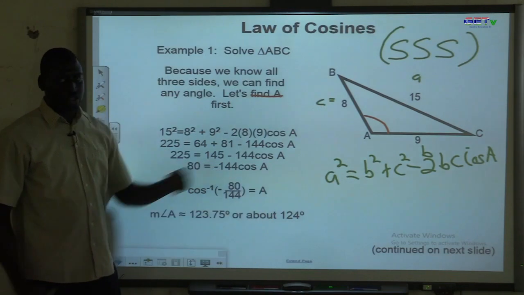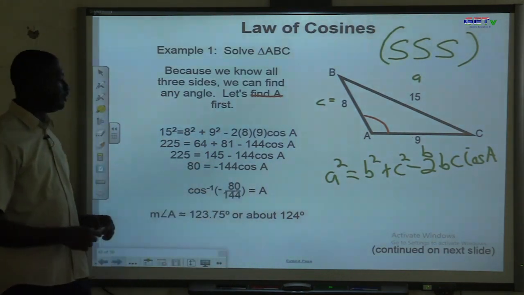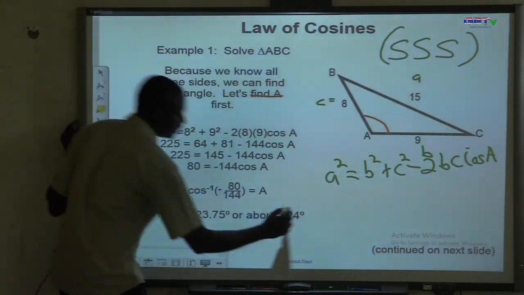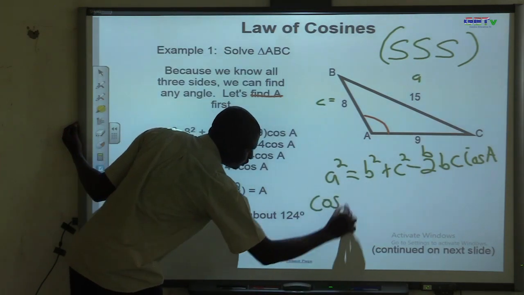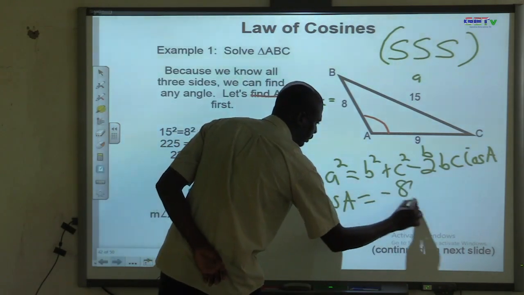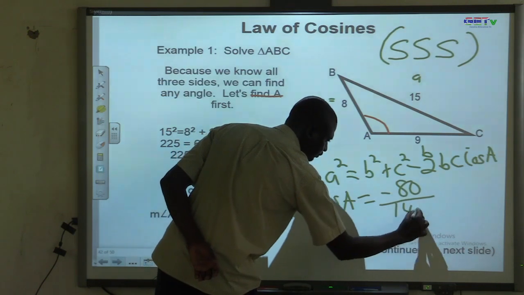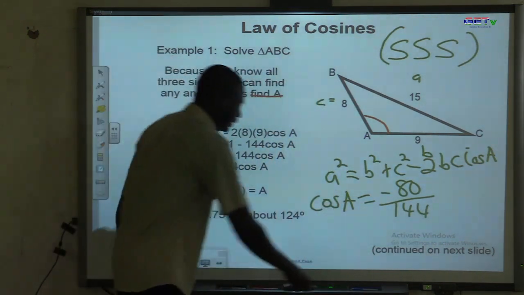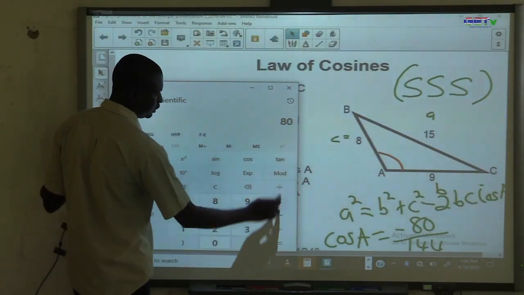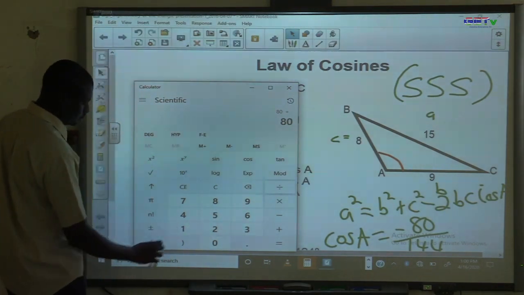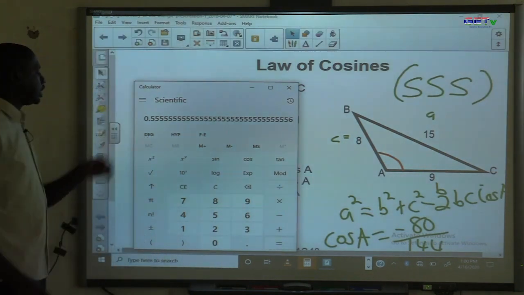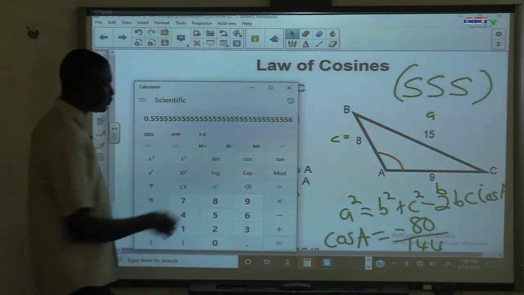To make cos A the subject, we divide both sides by negative 144. And if you divide both sides by negative 144, automatically we'll get cos A is equal to negative 80, all that over 144. 80 divided by 144 will give us a decimal. 80 divided by 144, that will give us negative 0.555 recurring there.